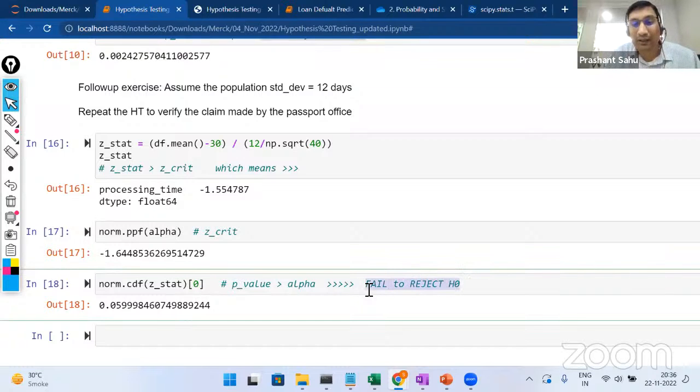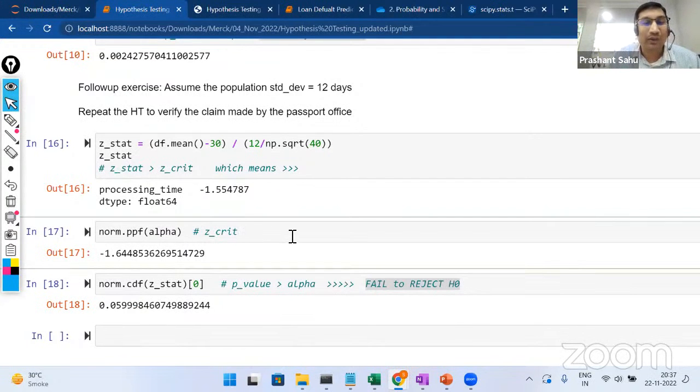Why do we fail to reject? Because we have more than the needed evidence. How much evidence did we need? 5%. And how much evidence are we actually having? 6%. Just multiply that by 100, it becomes percentage. So we have 6% evidence coming from the sample, whereas the required evidence was 5% only.